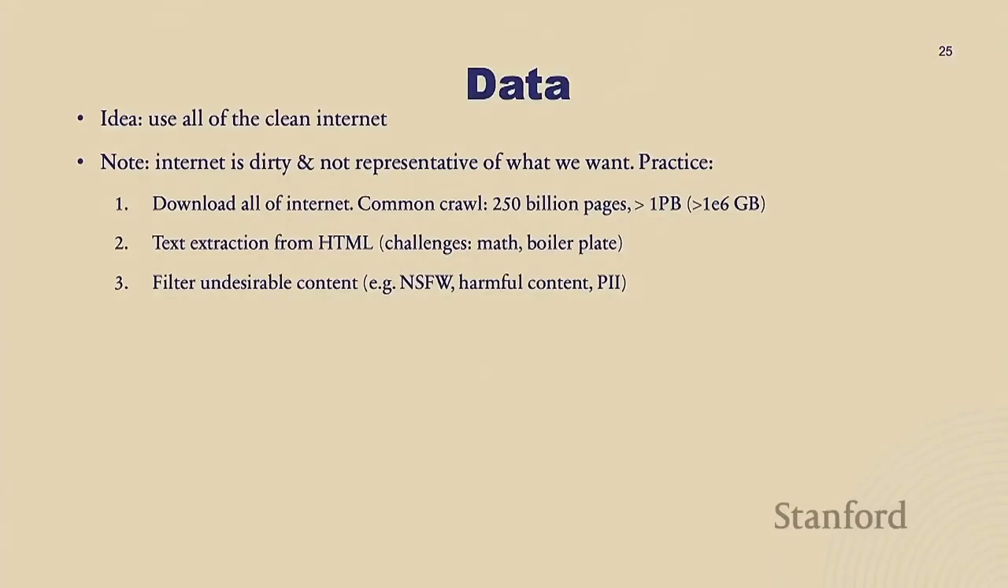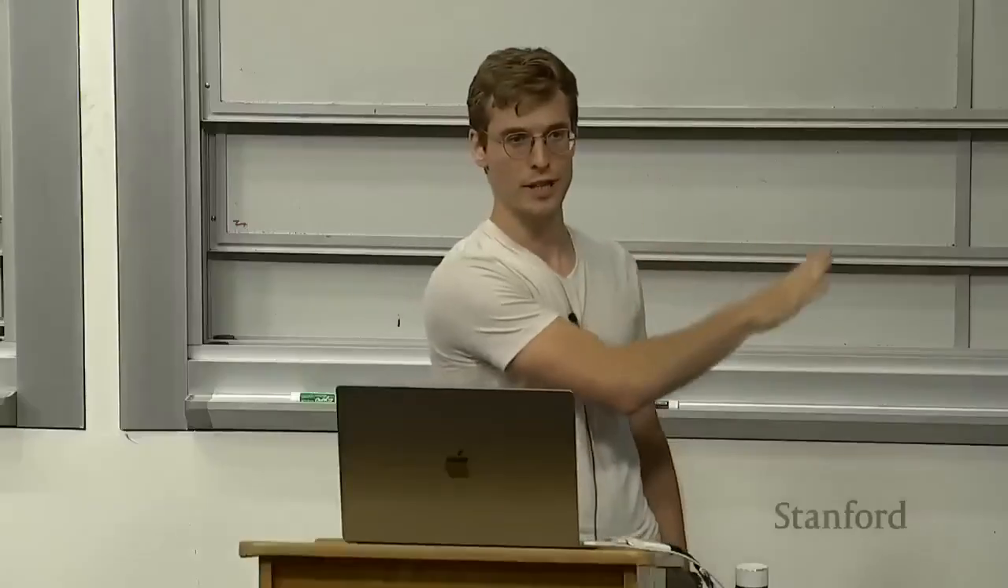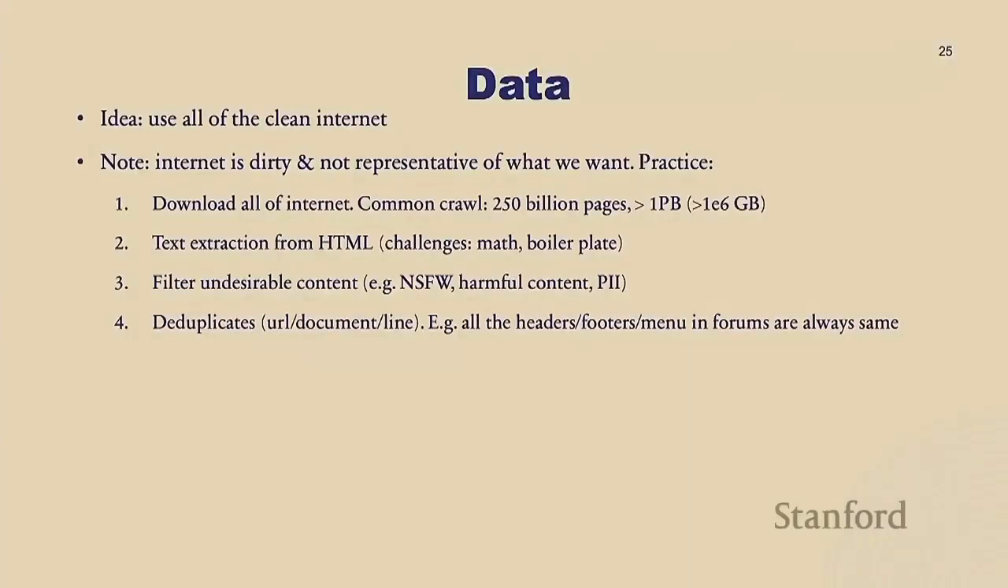There are other ways of doing these things, is that you can train a small model for classifying what is PII, removing these things. It's hard. Every point here that I'm going to show you is a hard amount of work. But I'm just going to go quickly through it. So filter undesirable content. Fourth is deduplication.